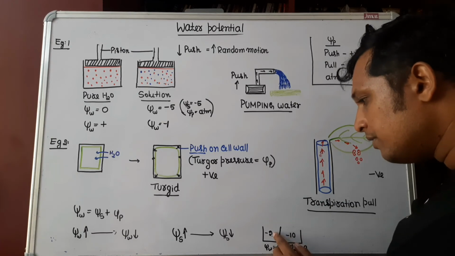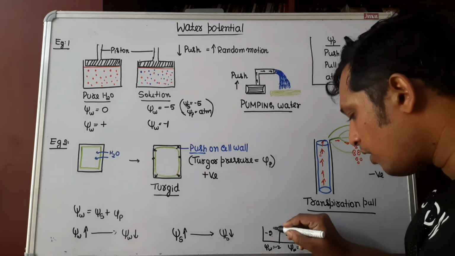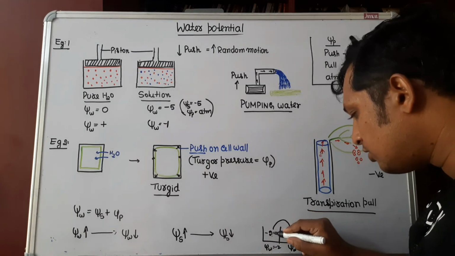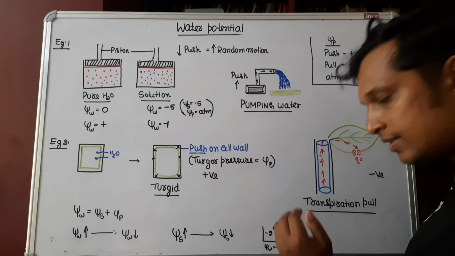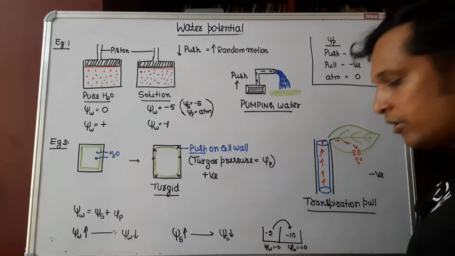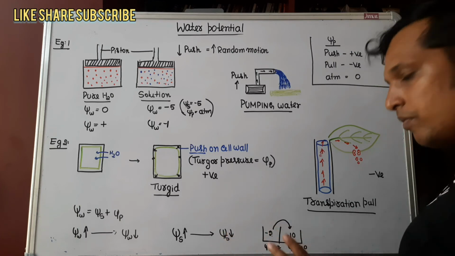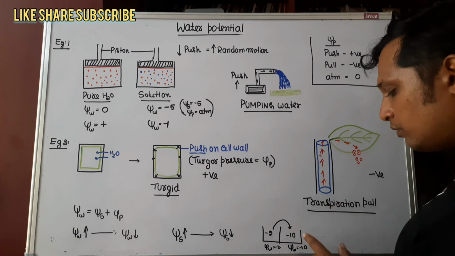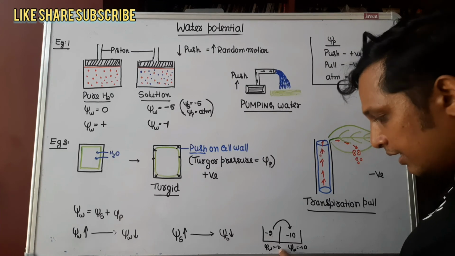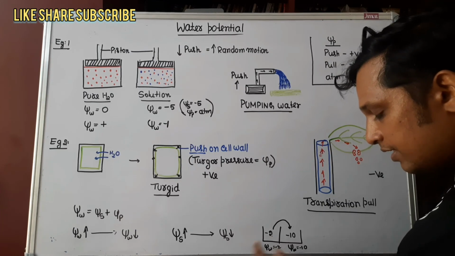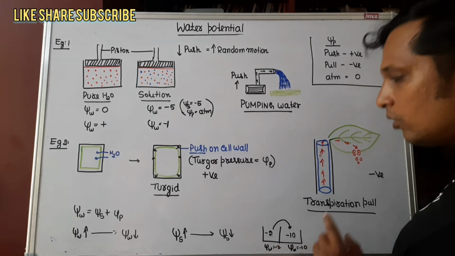So the more the solvent, the more the free energy, the more the kinetic energy. Water moves from the region where there is less solute to the region where there is more solute. Minus 10 has more solute, minus 2 has less solute. Or in terms of water potential also you can consider. If solute potential is minus 2, at atmospheric pressure, water potential is also minus 2. If solute potential is minus 10 at atmospheric pressure, water potential is minus 10. Water molecules are more in the minus 2 because minus 2 is near to the 0. It is the greater value. Water moves from higher water potential to lower water potential.